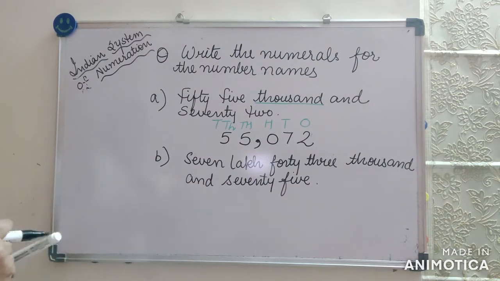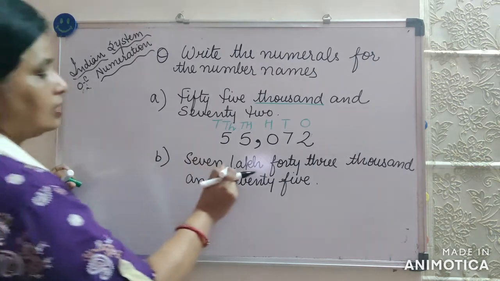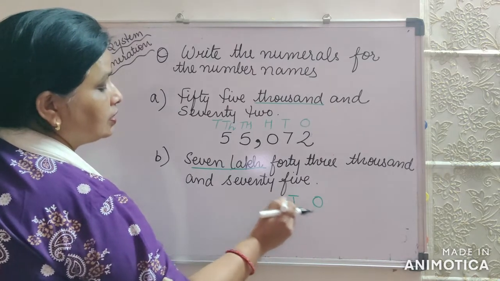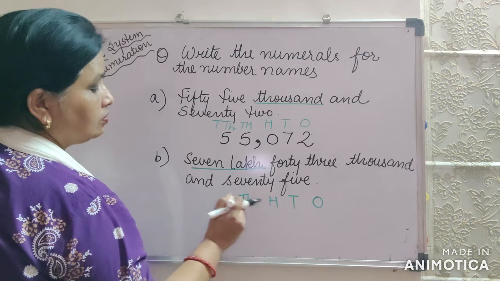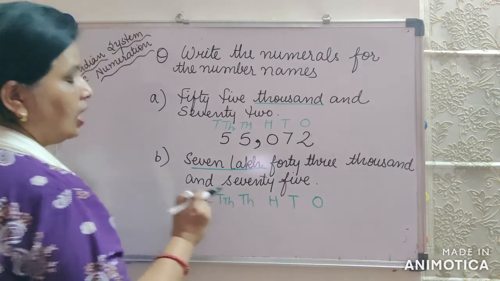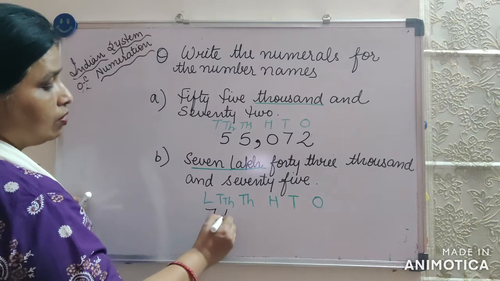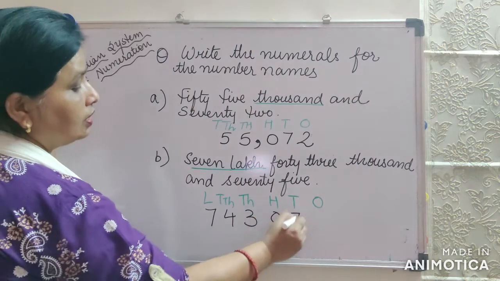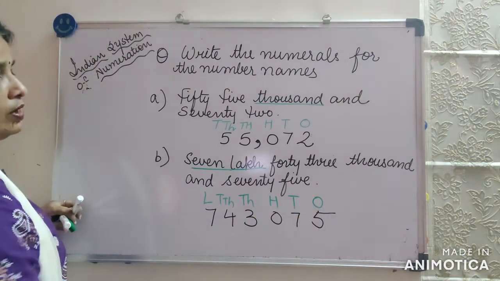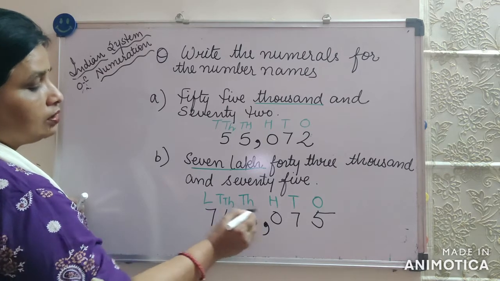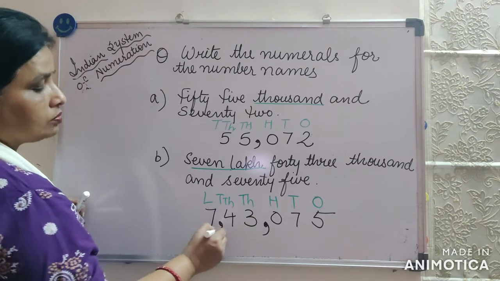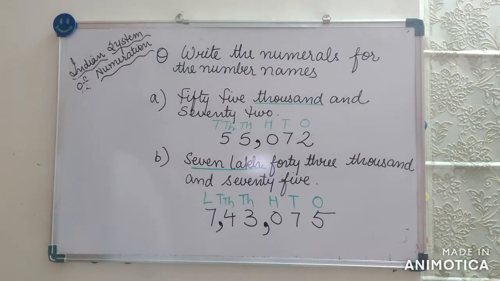Now, the next is 7 lakh. So here the highest place is lakh, right? And 7 lakh, so it means you will write down places up to lakh: ones, tens, hundreds, thousands, ten thousands and lakh. And now write down the number 7 lakh 43,000 and 75. Here again hundreds is missing, and 75. So when you put the comma here, the ones period will be separated. Now after that the thousands. So the answer will be 7,43,075.